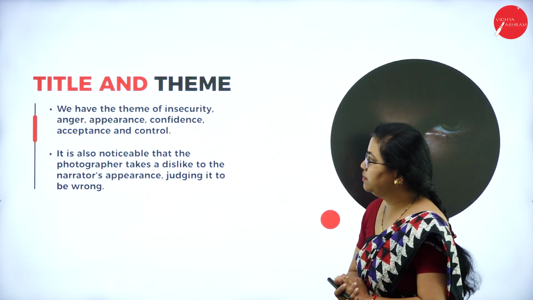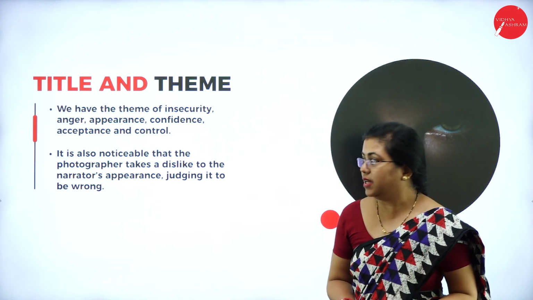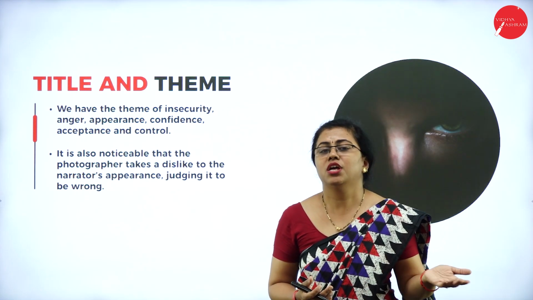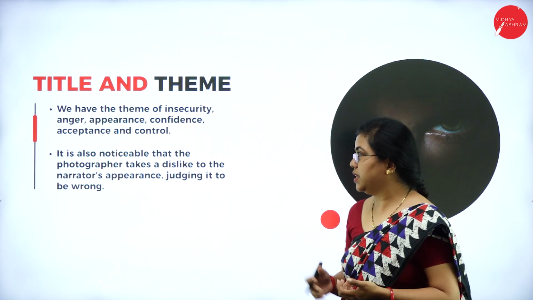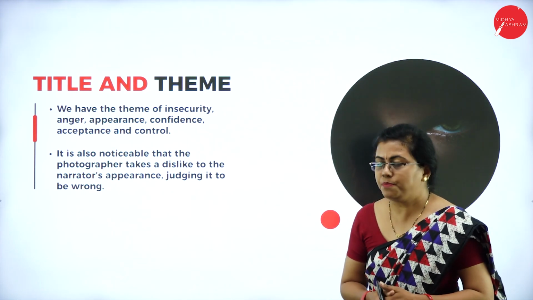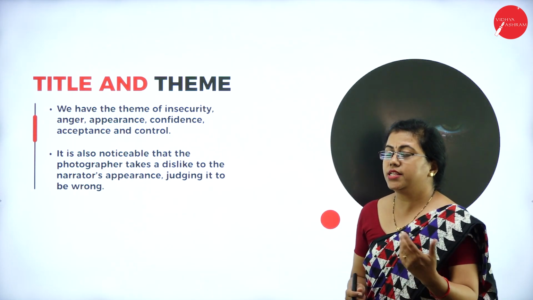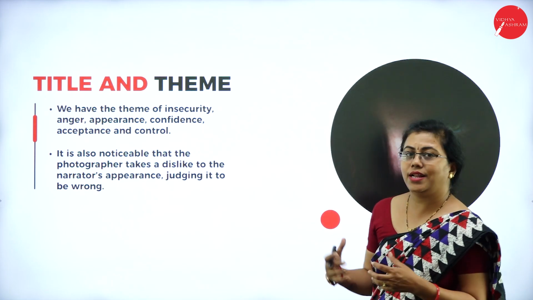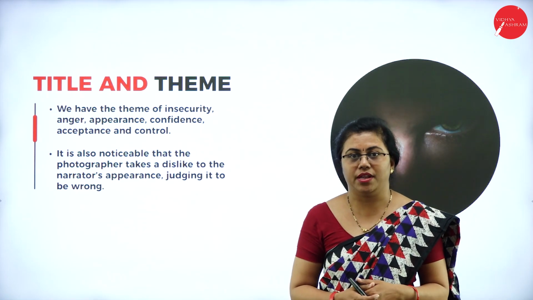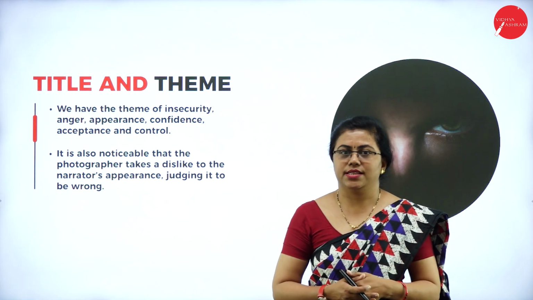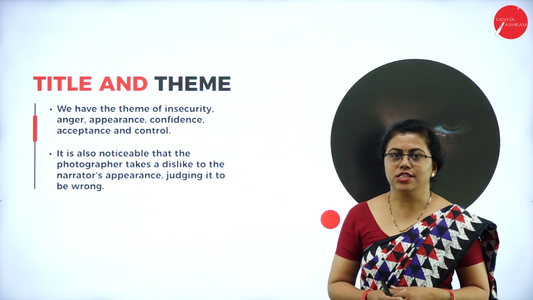So we have the themes: insecurity, anger, appearance, confidence, acceptance, controlling your emotions. All these are the themes that are used in this story. This is a noticeable incident, that in this story there is a photographer who doesn't like the narrator's appearance. So what are the situations the narrator experiences is what we are going to understand in this story.